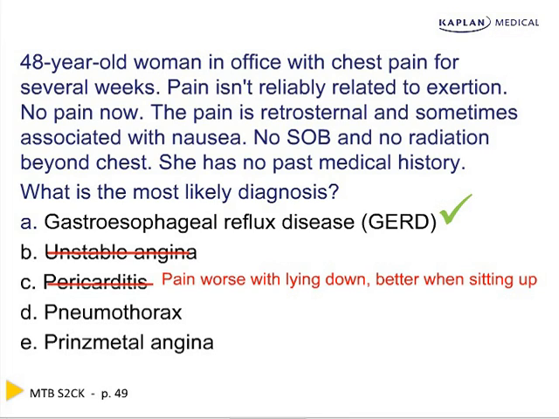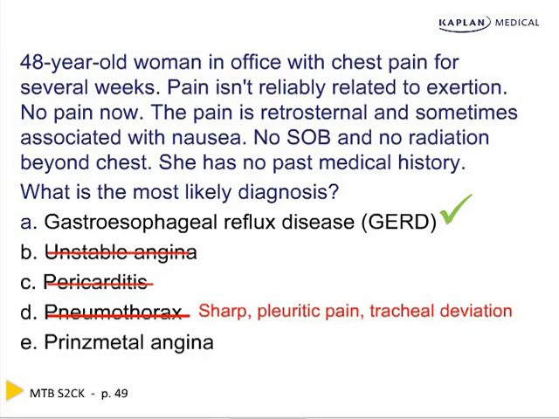It's better when you sit up and worse when you lie down. Positional and pleuritic and sharp pain. A pneumothorax is associated with shortness of breath. It also has sharp pleuritic pain, and if it's a tension pneumothorax, it will shift the mediastinum to one side.